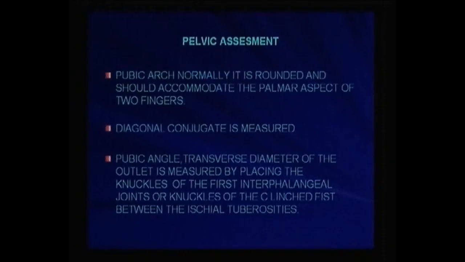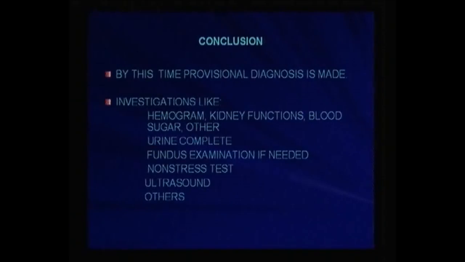The transverse diameter of the outlet is measured by placing the knuckles of the first interphalangeal joints, or the knuckles of the clenched fist, between the ischial tuberosities, which should be 4 knuckles. This is the transverse diameter of the outlet. By this time, we've already made a provisional diagnosis. This is an obstetric patient. We're talking about an antenatal patient.